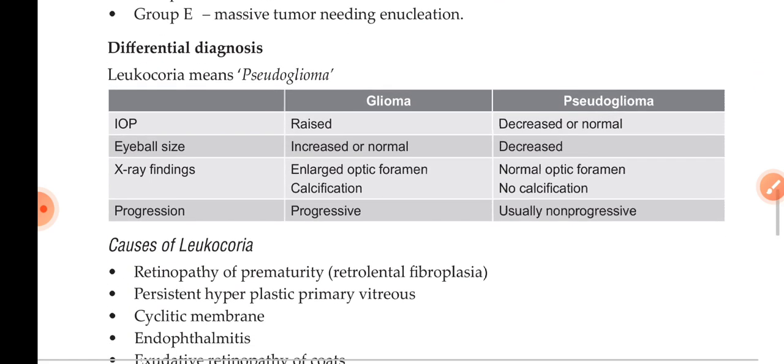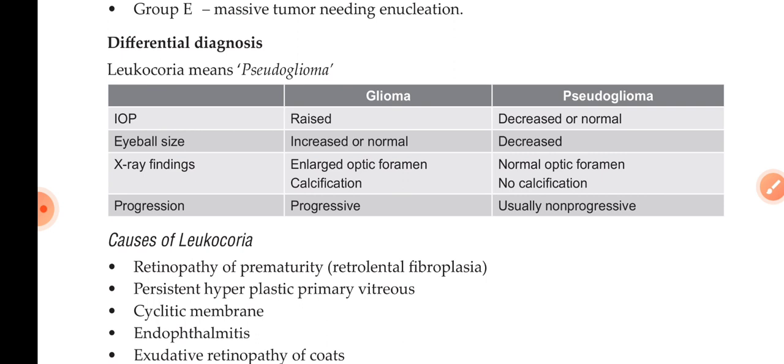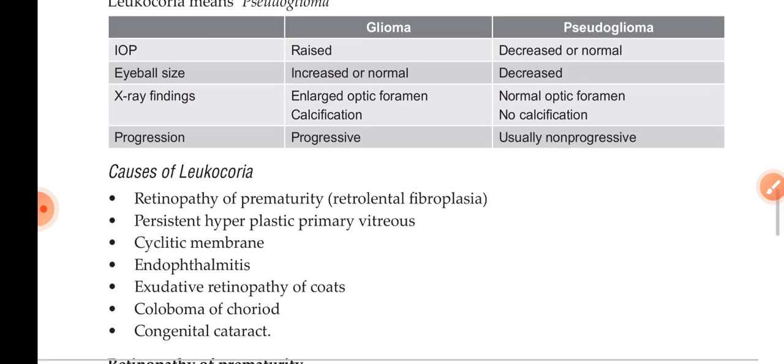Okay. Differential diagnosis between glioma and pseudoglioma. Leukocoria means pseudoglioma. First, we will see intraocular pressure is raised in glioma and decreased or normal in pseudoglioma. Eyeball size increased or normal in glioma, decreased in pseudoglioma. X-ray finding is enlarged optic foramen with calcification here. Here, normal optic foramen and no calcification. Glioma is progressive. Pseudoglioma is usually non-progressive. Okay, glioma, you already know, is a tumor of the glial cells. That's why the optic nerve is enlarged here.